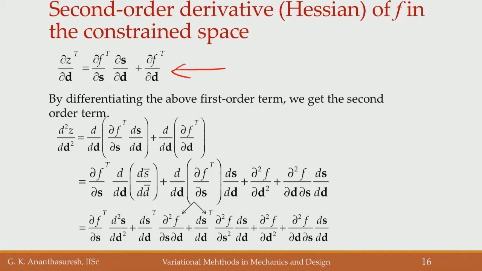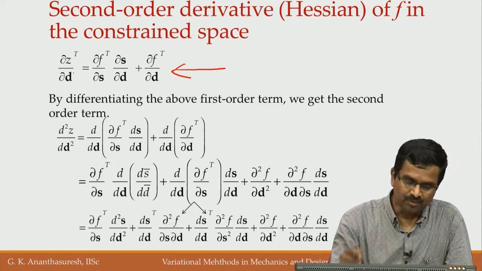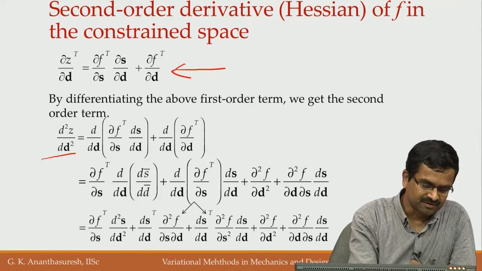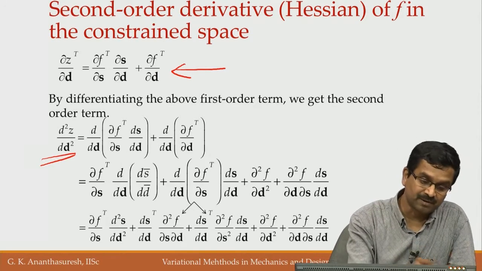Now, we need to differentiate this first order term of this new function z one more time to get the second one. Okay. That is the form we are looking at, that should be positive, right.